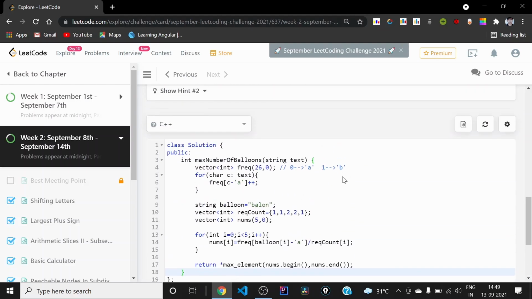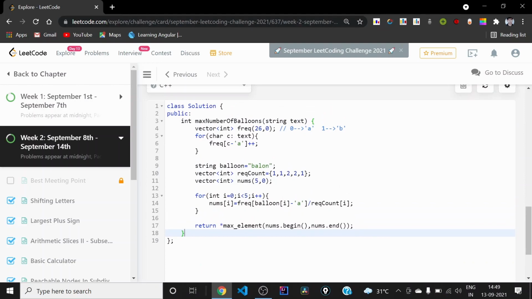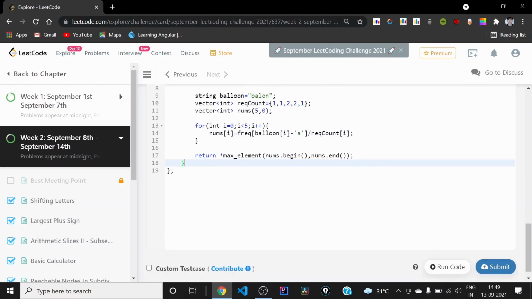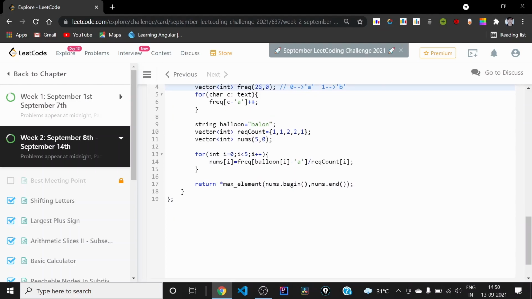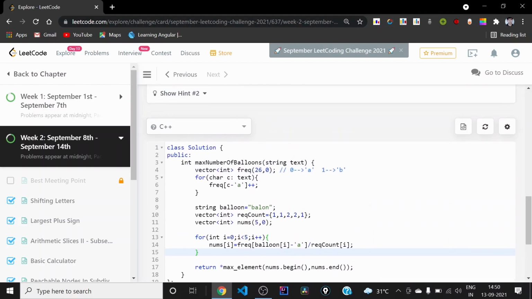Now we can analyze the time complexity. We are iterating over the text, so here it is order n, and these are order 1 operations. So the time complexity is order n, and space complexity is order 1 also, because we are using a frequency vector of 26 characters. The required and nums arrays are only of 5 characters, so they have a size of 5. So the space complexity is order 1.